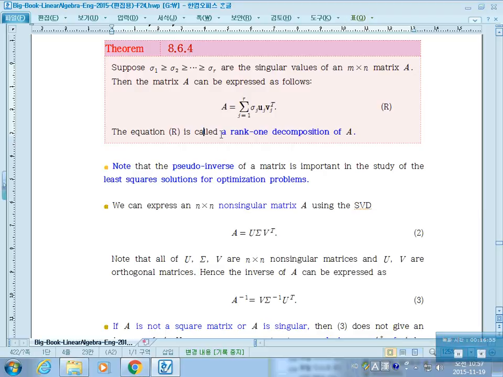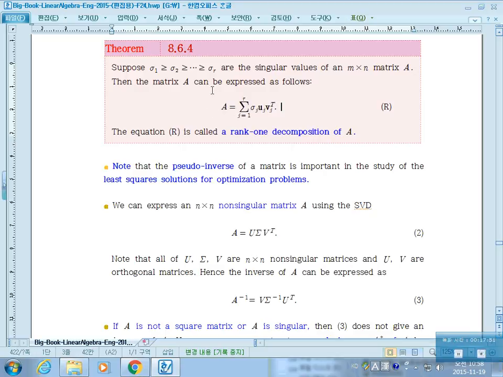This is called a rank one decomposition, because you saw this n by 1 vector times the 1 by n vector will form an n by n matrix, which is rank 1. So this is a rank 1 matrix for each j. The scalar multiple does not change the rank. So each of these terms is an n by n rank 1 matrix, and A is the summation of those rank 1 matrices.